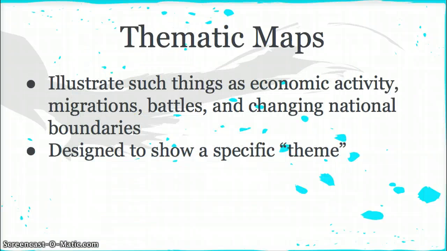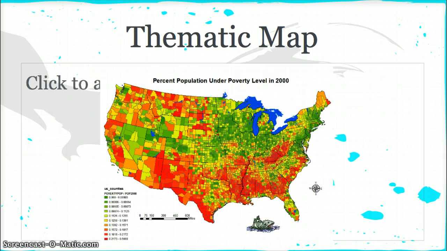Thematic maps illustrate such things as economic activity, migrations, battles, and changing national boundaries, designed to show a specific theme, and you can usually tell what the theme is by the title of the map. This is an example of a thematic map. You have percent population under poverty level in the year 2000, and then here you can use your legend down here and you can read the map with ease.